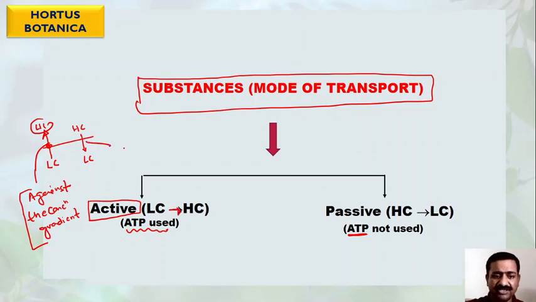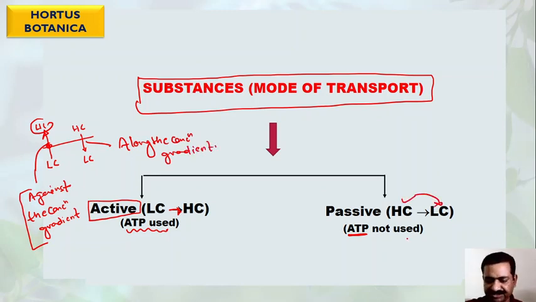But when they are going along the concentration gradient, it means they are moving from the higher concentration to the lower concentration, and this movement is called passive transportation. So if a substance is moving, the mode of transport may be either active or passive. This term will be used in the whole of physiology.